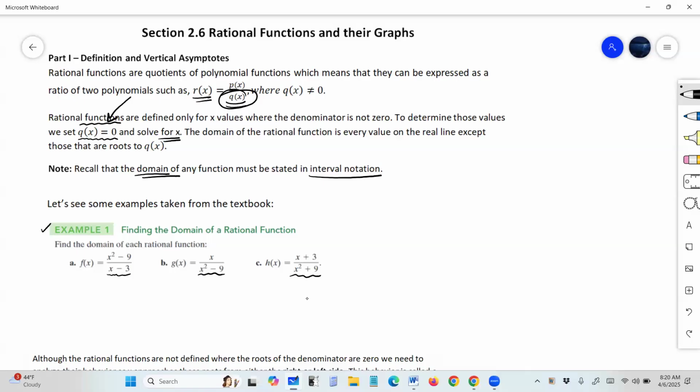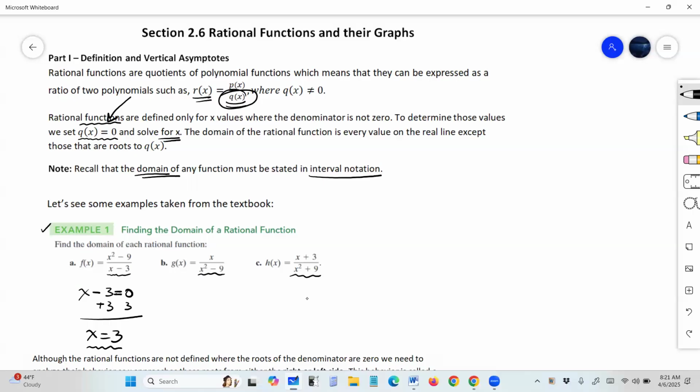Okay, so in the first case, example 1a, this is very easy. My q(x) is x minus 3. So in order to find its domain, I'm going to set it to 0 and solve for x. Well, this is very easy. Just add 3 to both sides and we get x equals 3. Now, what does that mean? It doesn't mean the domain is just the number 3. It means that the domain is all real numbers except the number 3.